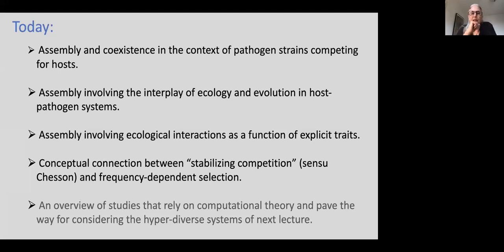So this will concern the interplay of ecology and evolution in host-pathogen systems, and it will also be about assembly when we consider ecological interactions, but now as a function of explicit traits. And finally, there is a conceptual connection to what you heard yesterday from Jonathan on stabilizing competition, sensu Chesson, and I would like to emphasize frequency-dependent selection. My real goal is to set the stage for what I want to tell you tomorrow about our work. So anyhow, this is intended as background to tell you about what I will call hyperdiverse systems in the next lecture.